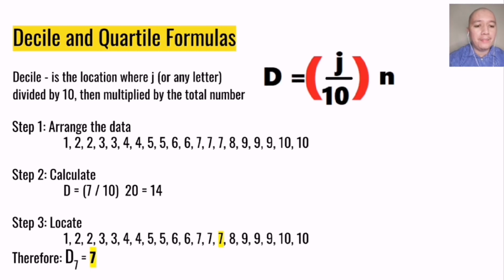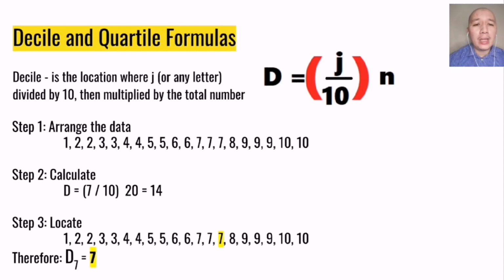As in any of the past computations that we are doing, you have to arrange the data, especially for ungrouped data, right? So we have arranged it starting from 1, the least, up to 10, the highest. Step 2, after the data has been arranged, we can now apply the formula. D equals 7, because we're looking for the 7th decile, divided by 10. Why 10? Because again, this is decile, so 10 is the denominator.